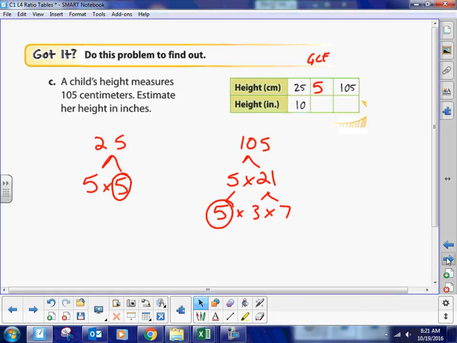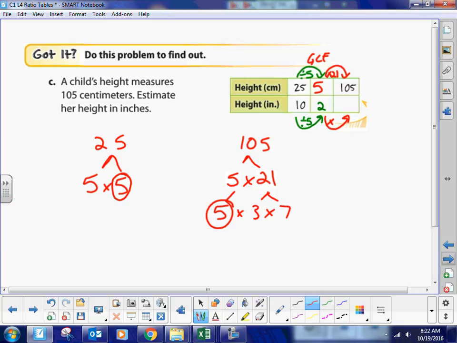And then what you do is you scale back. You divide 25 by 5. It's right over here if you don't recognize it. And then you got to multiply 5 by, look, we've got it already written, 21, to get it to 105. Whatever you do to the top, you do to the bottom. 10 divided by 5 is 2. And then 2 times whatever we did to the top, we do to the bottom. 21 is 42. Okay? Simple.